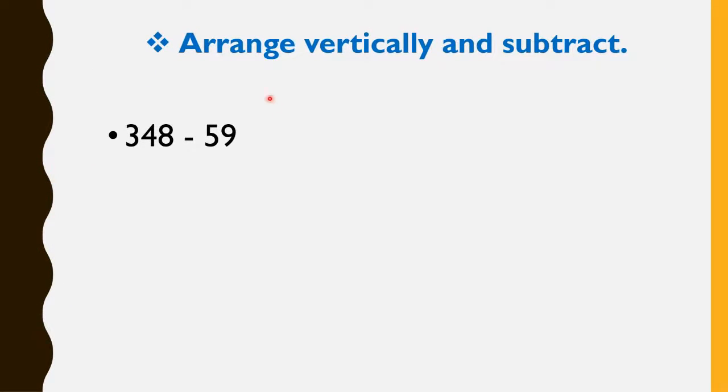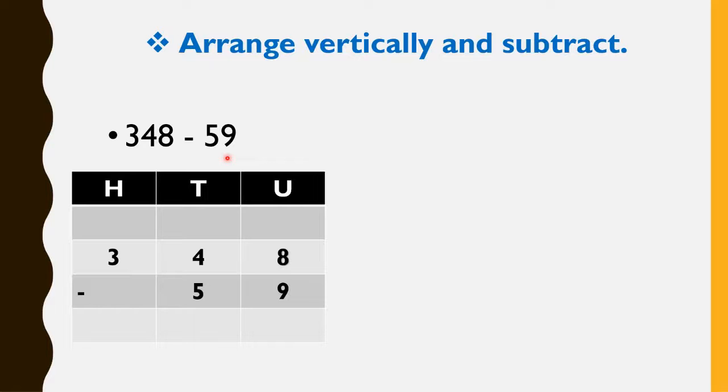Now we have to arrange vertically and subtract. So the sum is 348 minus 59. So we have to arrange them under the place value. Now we cannot subtract 9 units from 8 units. So we have to untie 110. So it will become 3 and in unit splits it will become 18.